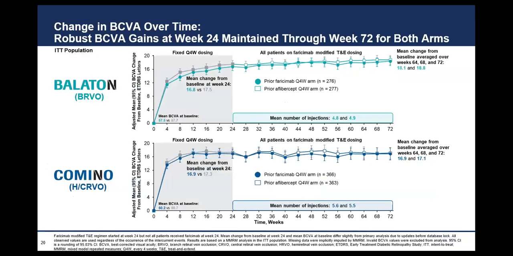Okay, so change in BCVA, this is just a summary. We're looking more at the extension phase here. Remember, everybody was extended on faricimab, even if you started on one arm on faricimab and the other arm on aflibercept. Mean number of injections were more or less similar, 4.8. Letter gain, as you can see, is indicated there for both the Balaton and the Comino, the CRVO studies.